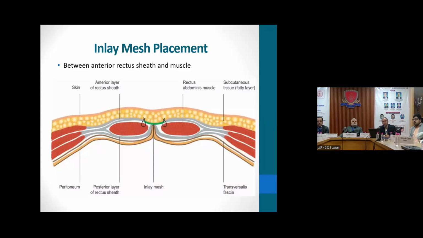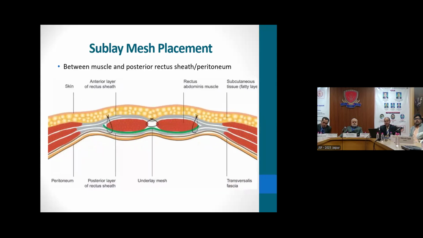Inlay mesh repair: in inlay mesh repair, we place the mesh between the rectus muscle and the anterior aponeurosis. In sublay, we place the mesh below the rectus muscle, so it is between the rectus muscle and the posterior sheath.